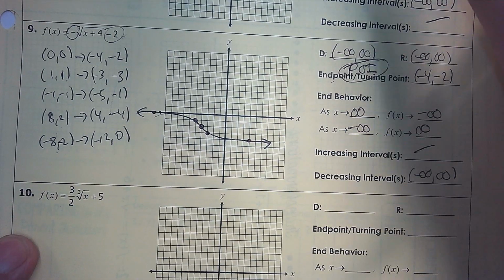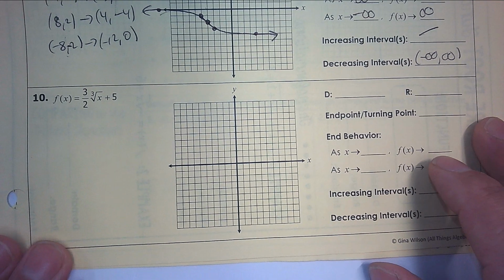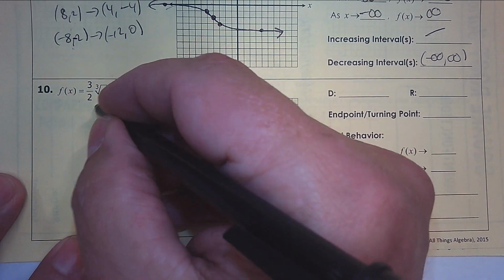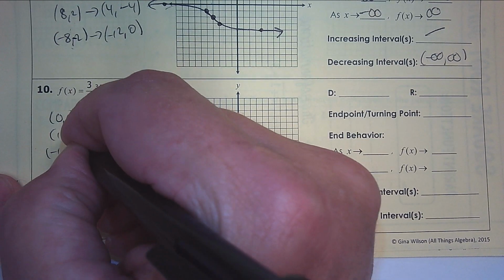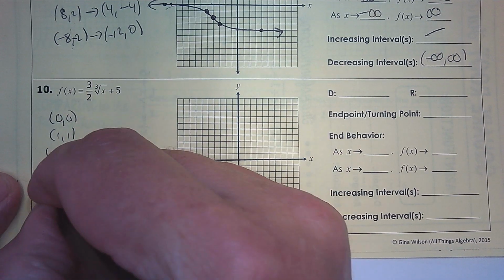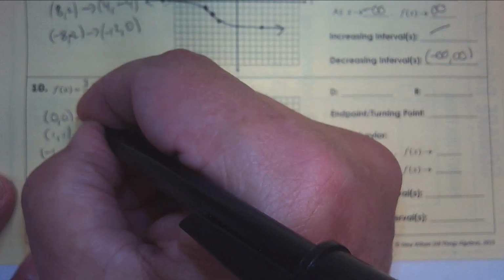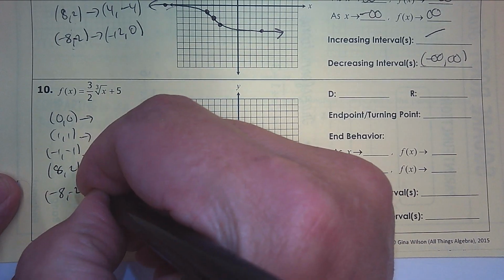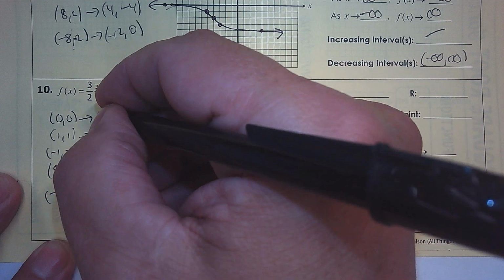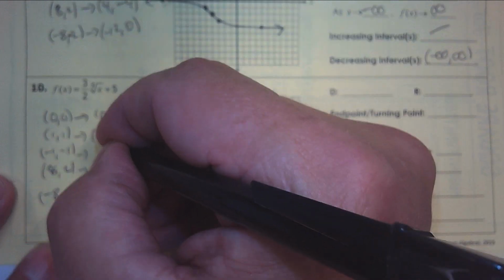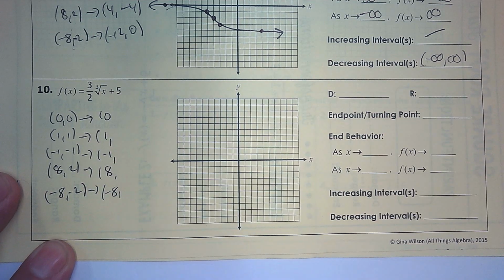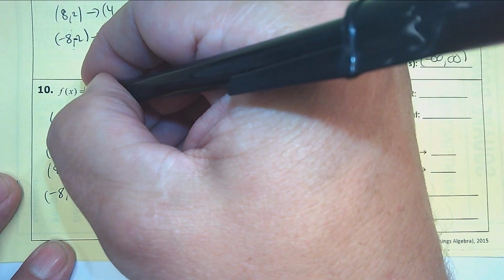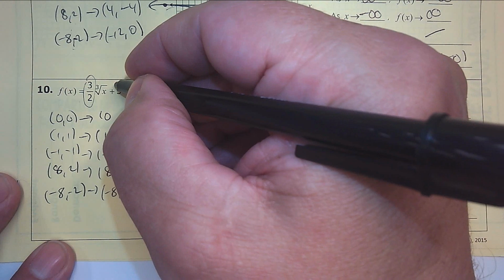All right, last one to practice graphing, number 10. So in number 10, cube root. So we're going to start with 0, 0, 1, 1, negative 1, negative 1, 8, 2, and negative 8, negative 2. So underneath the cube root sign, it's only x. So x's all stayed the same. So I'm just going to rewrite every x. They've stayed the same. The y's, 3 over 2 is 1.5, and then I'm going to add 5 to it.